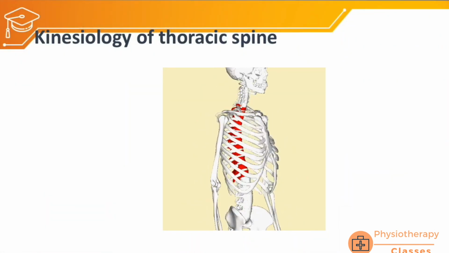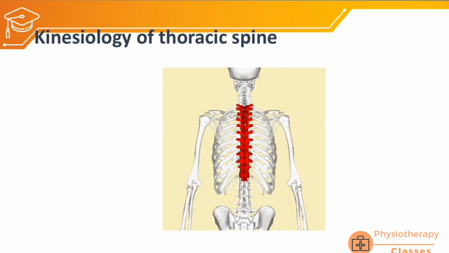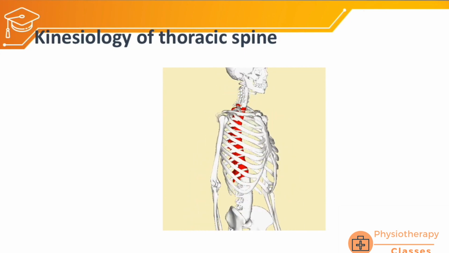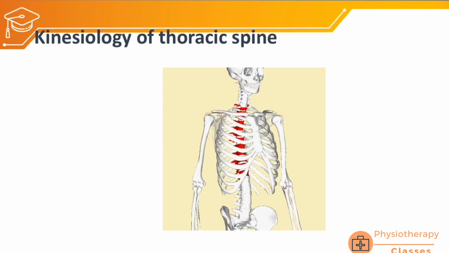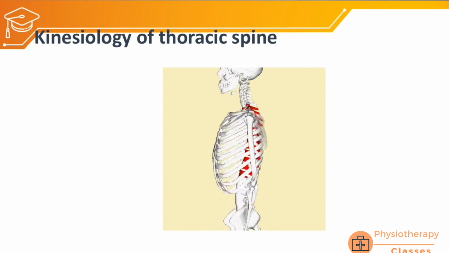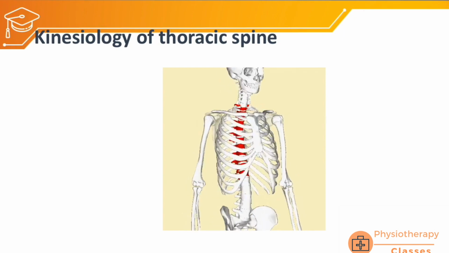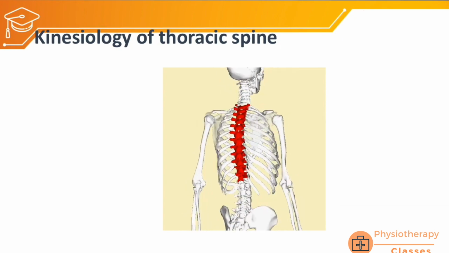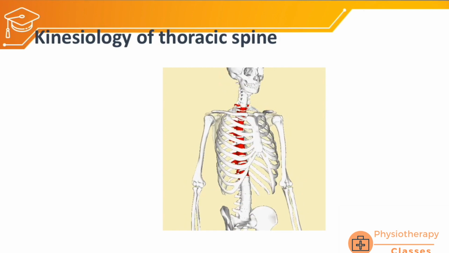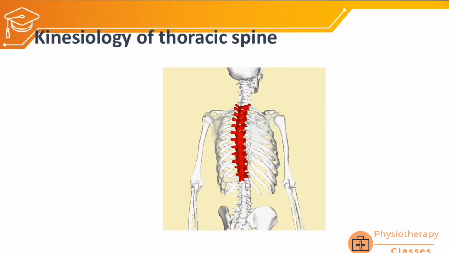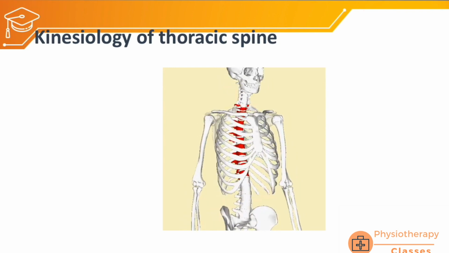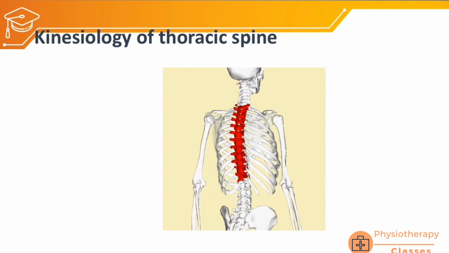Hello everyone. So now we will discuss the kinesiology of the thoracic spine. We have completed the cervical spine, where we discussed the brief anatomy, the osteokinematics, arthrokinematics and kinetics of the cervical vertebra. In anatomy, we also discussed the typical and atypical vertebrae. Similarly, we have atypical and typical vertebrae for the thoracic spine.